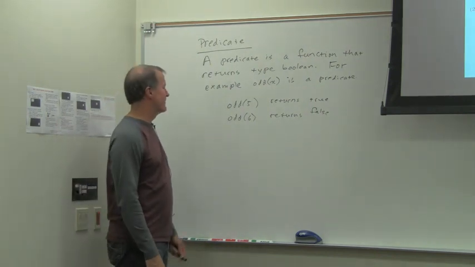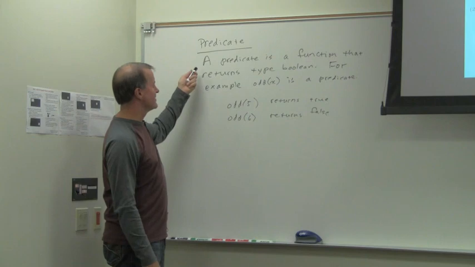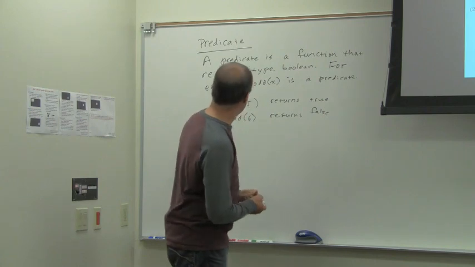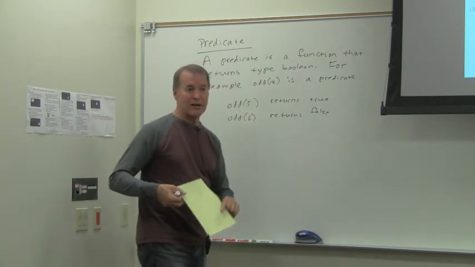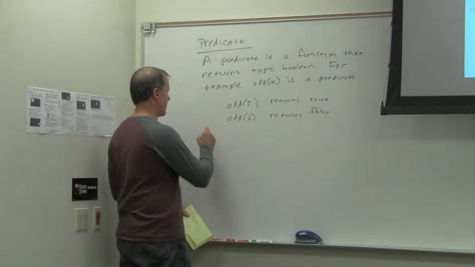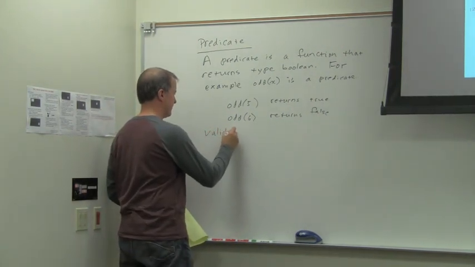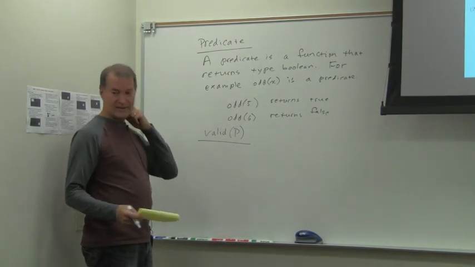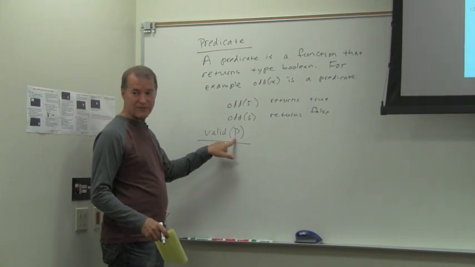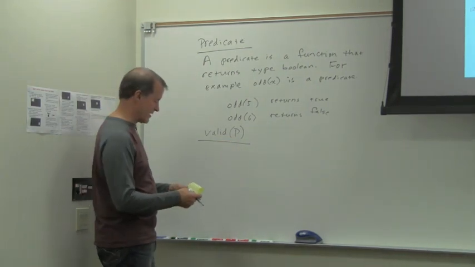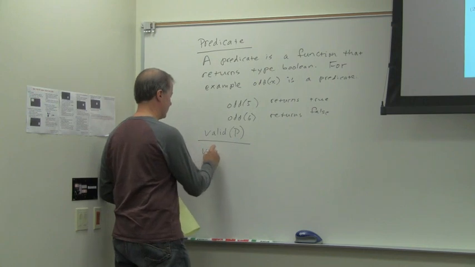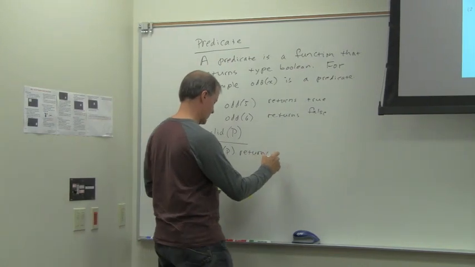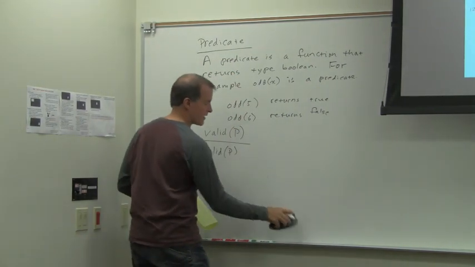That's coming later. Okay, anyway, a predicate is a function that returns type Boolean. Now, I'm going to give you another example of a predicate. It's called valid. Valid P. Now, what do you think valid P does? It returns true if P is a valid Boolean expression, false otherwise. We'll say valid P is a predicate.